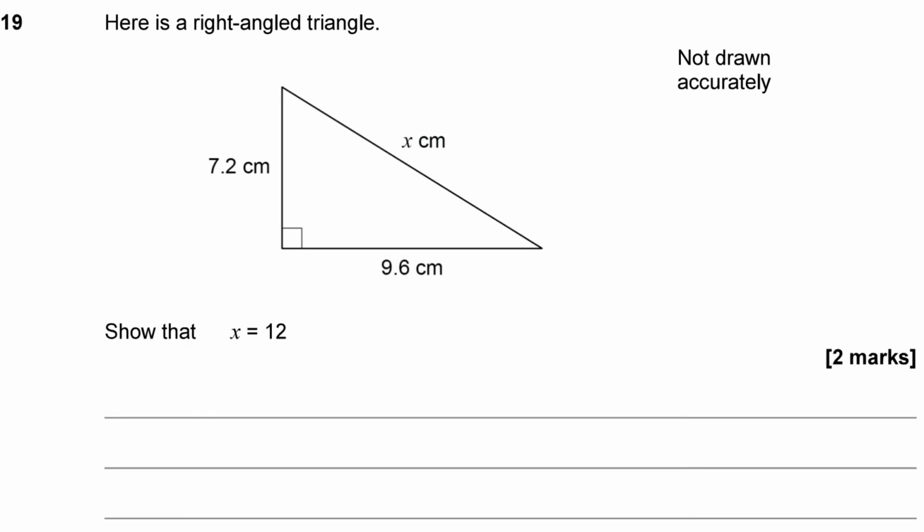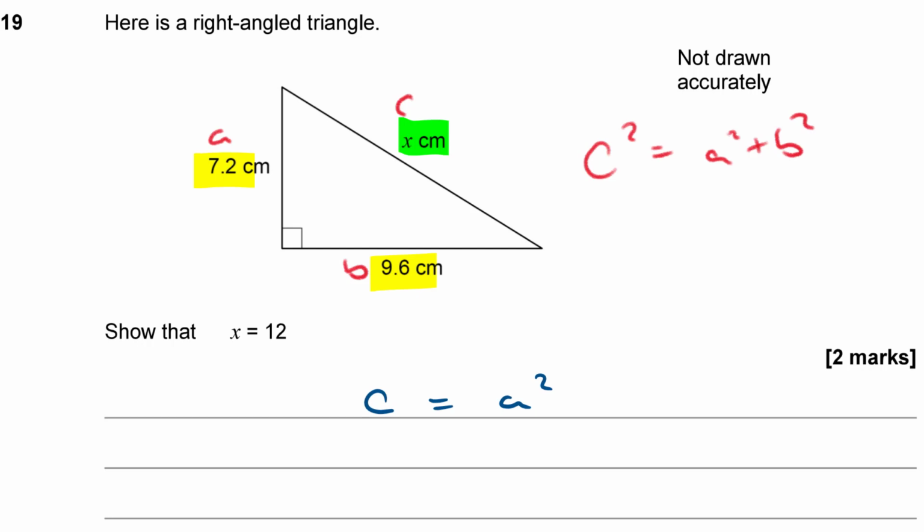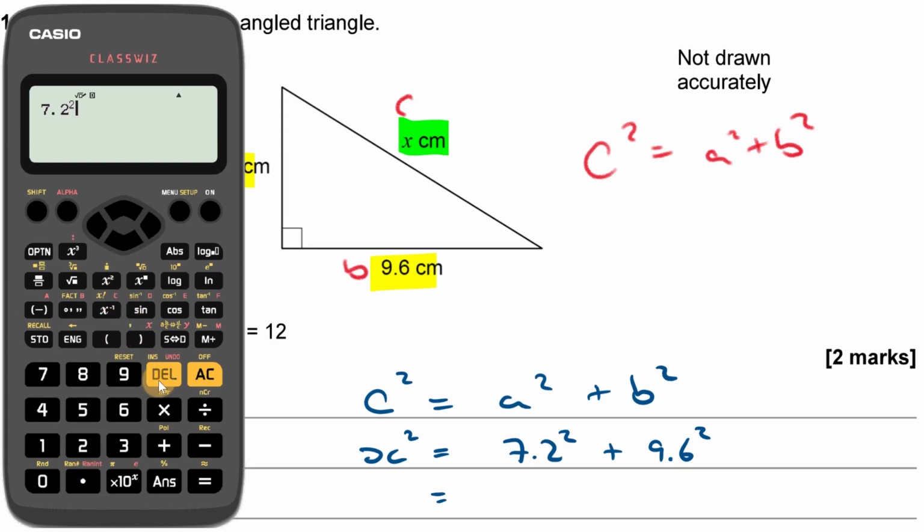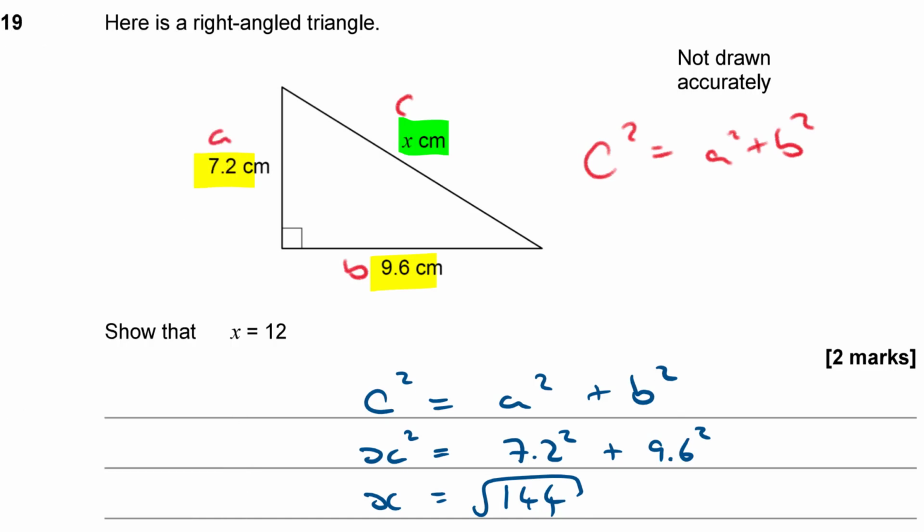Question 19. Here is a right angled triangle, and we need to show that x is equal to 12. Okay, so we've got two sides of a right angled triangle, and we're wanting to find a third side. So clearly we are dealing here with Pythagoras Theorem. Pythagoras Theorem states that c squared equals a squared plus b squared, where c is the long side and a and b are the two sides. So in this case, c is x. X squared is equal to 7.2 squared plus 9.6 squared. So on my calculator, 7.2 squared plus 9.6 squared comes out to be 144. So then x is going to be the root of 144, which is 12.